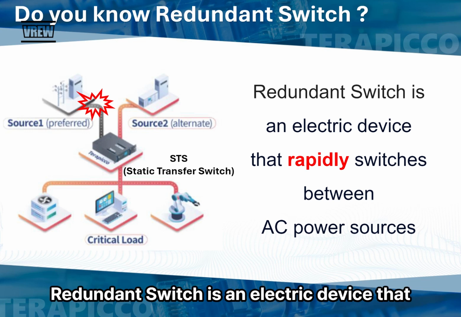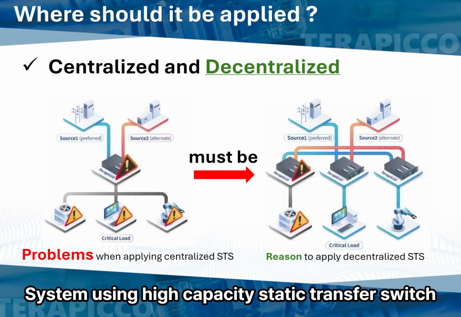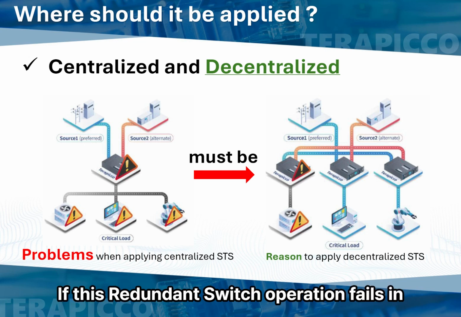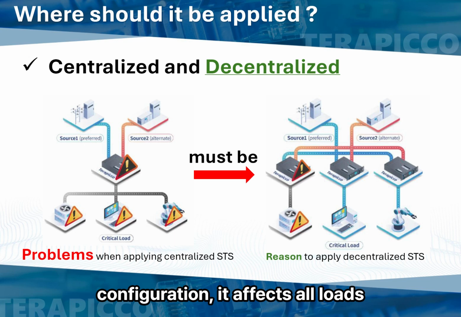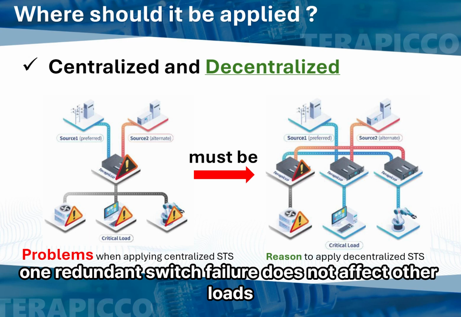A redundant switch is an electric device that rapidly switches between AC power sources. In a system using a high-capacity static transfer switch at the top of the load, if this redundant switch operation fails in the configuration, it affects all loads. It is very dangerous. But when configuring a decentralized redundant switch system, one redundant switch failure does not affect other loads.